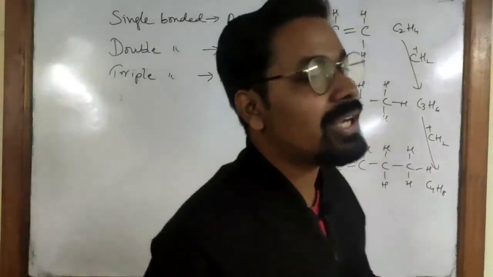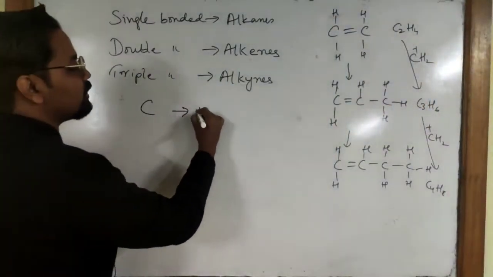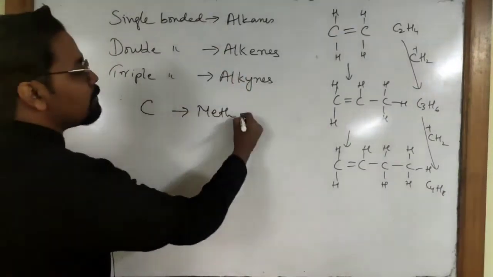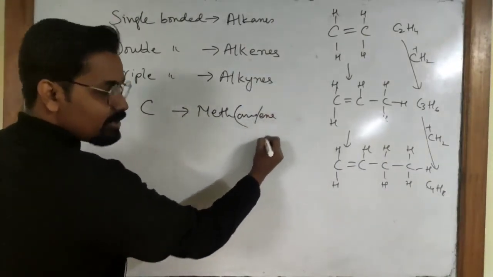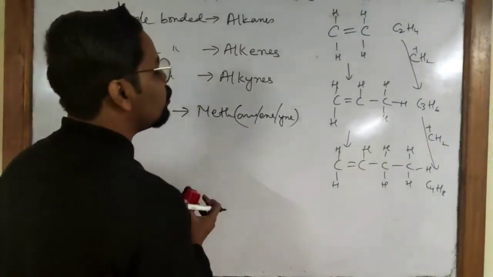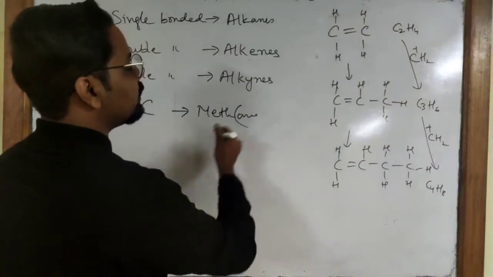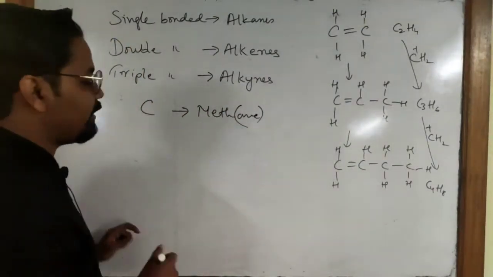Now if a compound contains only a single carbon, it has the name meth. Okay, now if it is alkane, it will be methane. If it is alkene, it will be methene. If it is alkyne, it will be methyne. Okay, now methene and methyne don't exist, as I have shown you here. A double bond between a single carbon cannot take place. So a single carbon can only form methane.